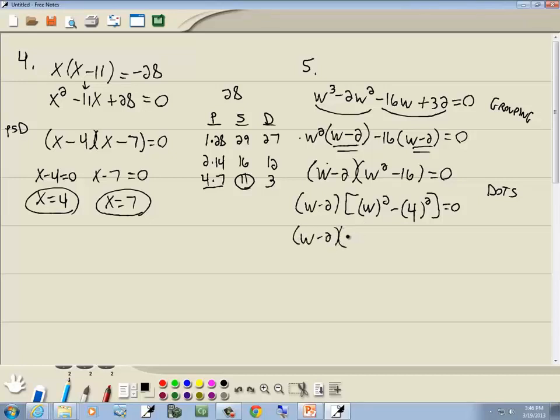Difference of two squares says you take what's inside your first set of parentheses, you add what's in your last, and you take what's inside your first and you subtract what's in your last. Now again, the zero factor property doesn't say how many you're going to have. You can have 3 things multiplied together. We set each factor equal to 0. So I said w minus 2 equal to 0, w plus 4 equal to 0, and w minus 4 equal to 0.